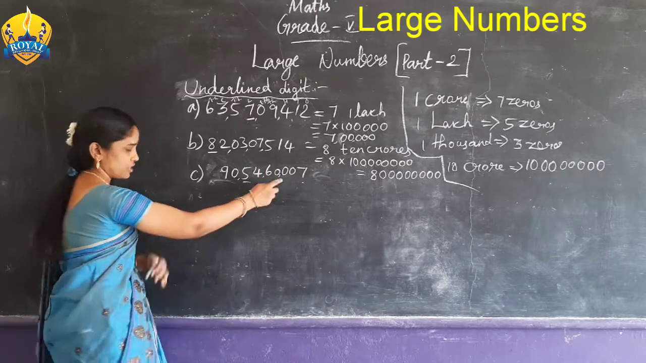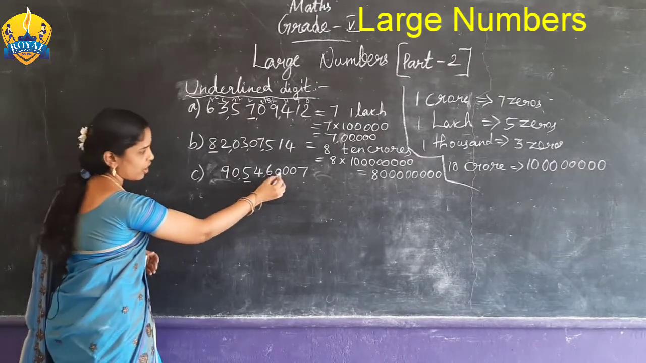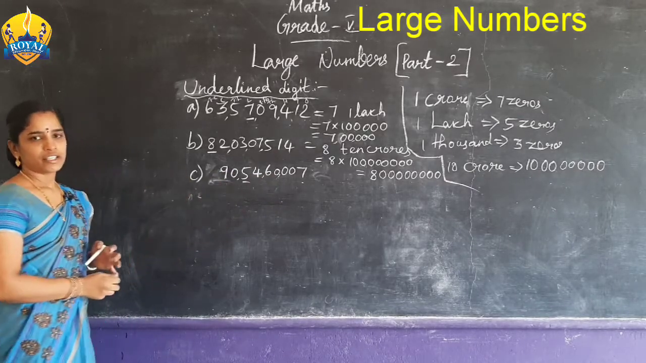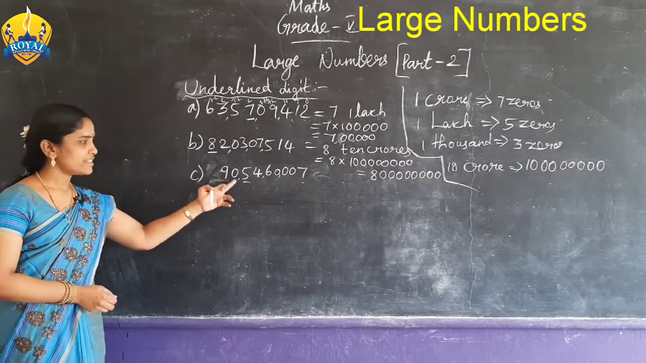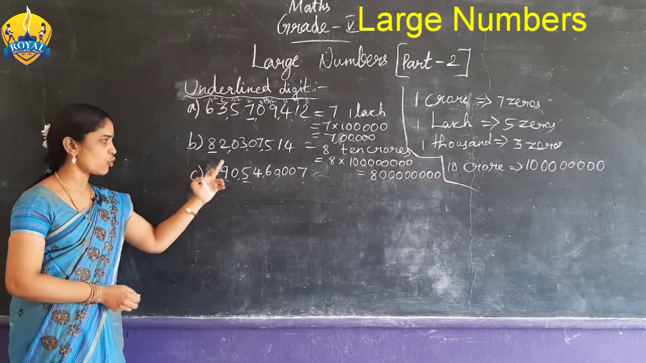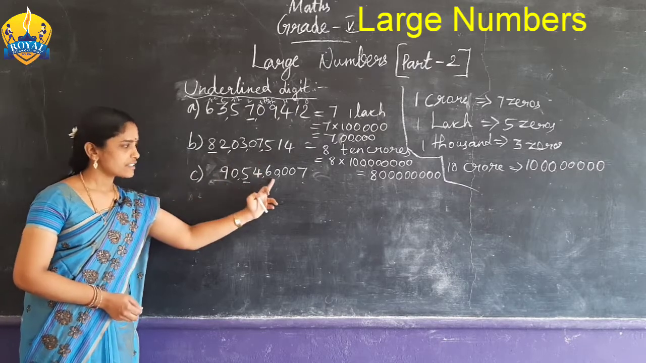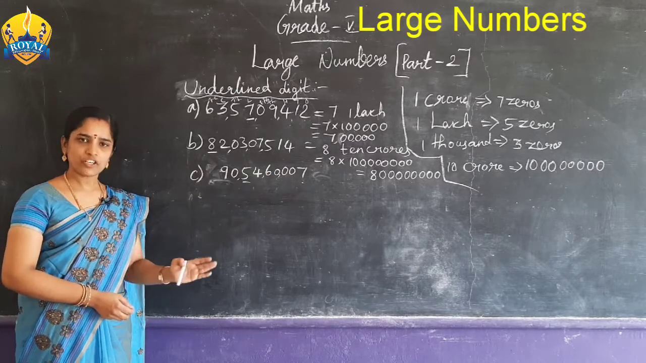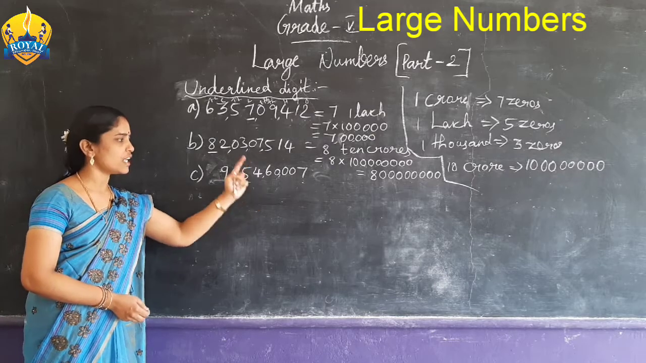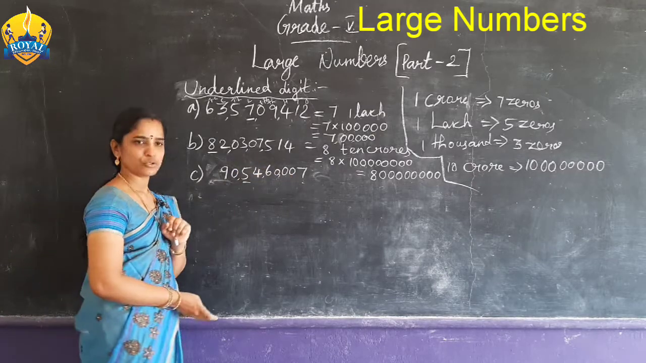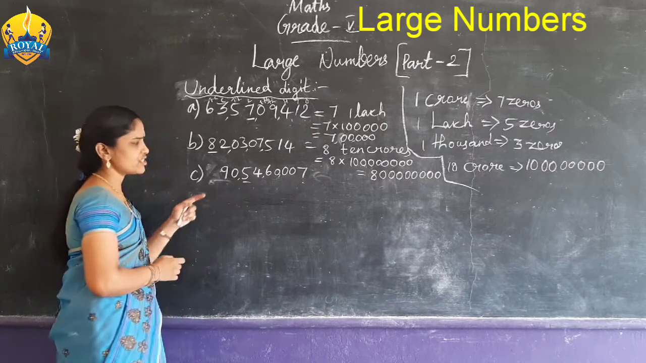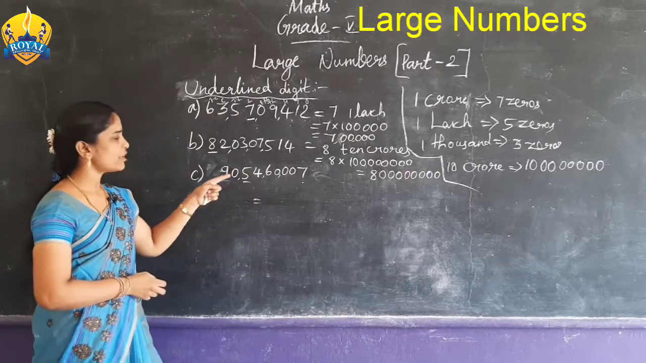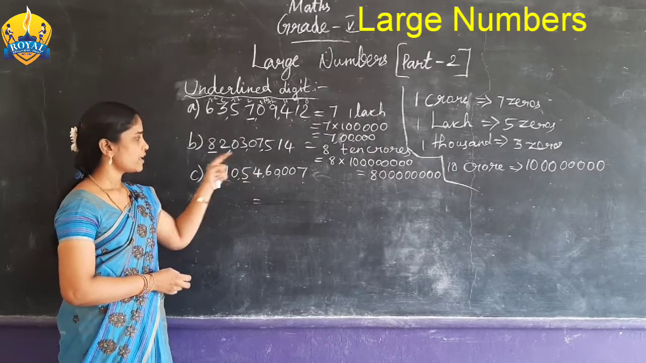9054600007. Right? First we put commas: after 100 first, the next 10,000 and the next 10 lakh. Now we read as 90 crore 54 lakh 60,007. We read as 7 only. So 90 crore 54 lakh 60,007. Now the underlined digit is what? Yes, 5. The place value of 5 is, yes, 10 lakh.